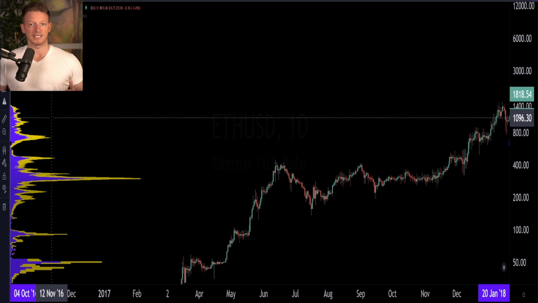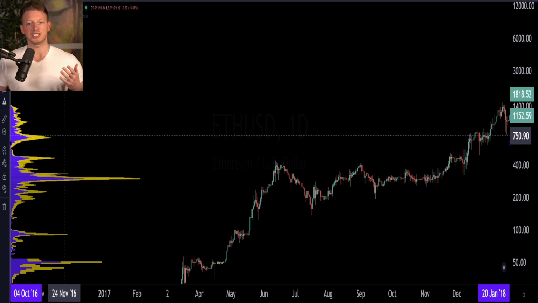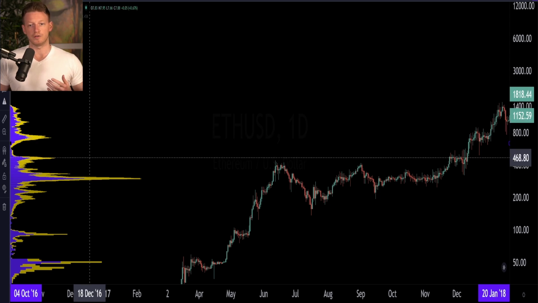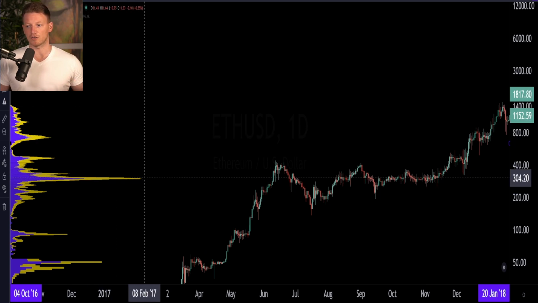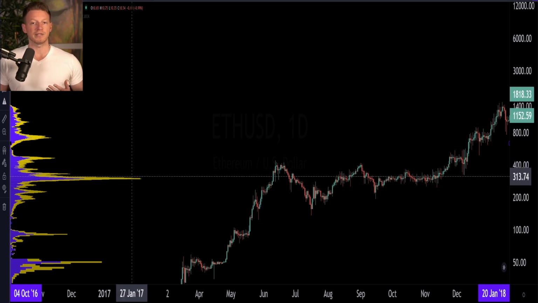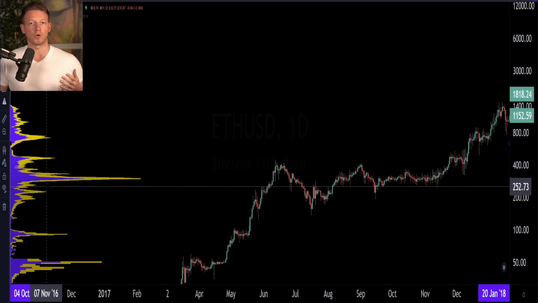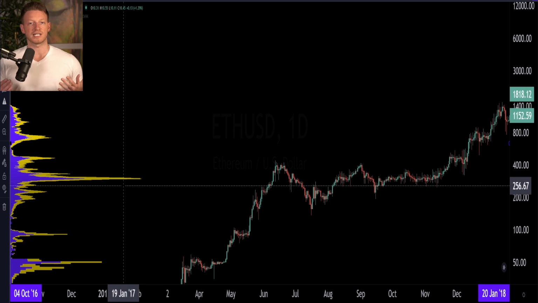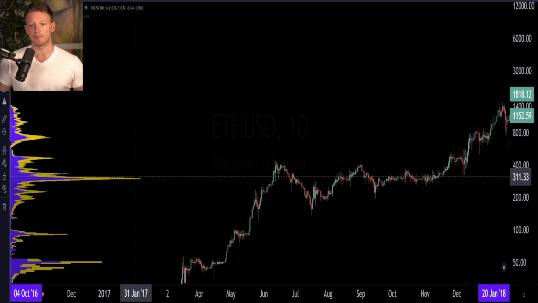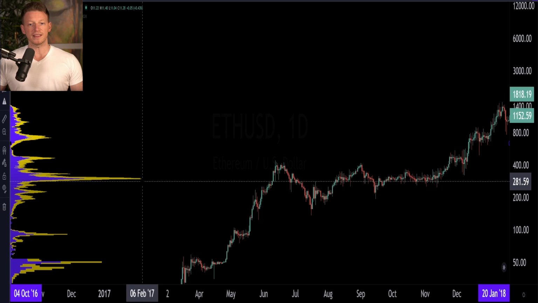And what this does is it tells us how much Ethereum has been traded at every price level. So if you look here, I'm looking right at around $300. And at $300, you can see on this horizontal axis how much volume was traded at that particular price range. So what this does is it gives us a very clear estimation of how much support or resistance there may be at any given level.